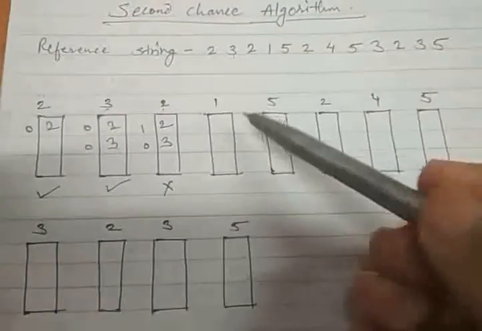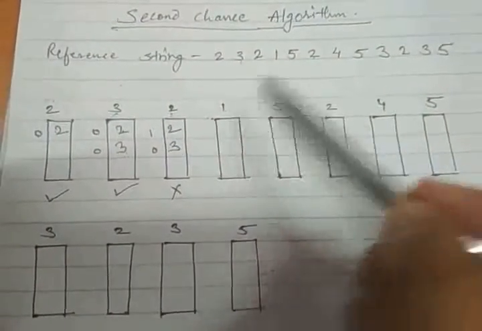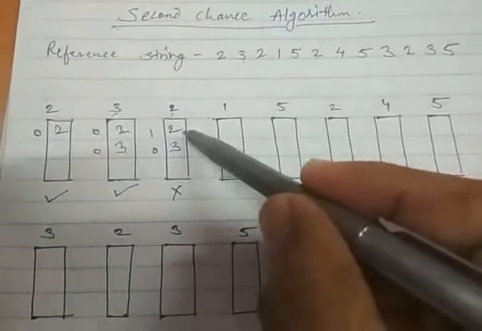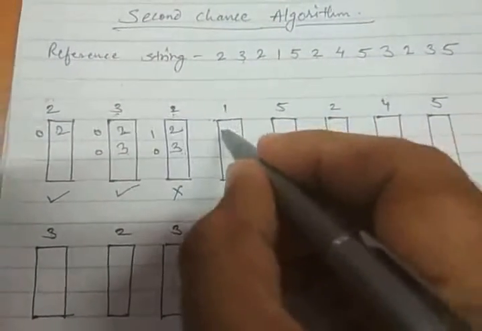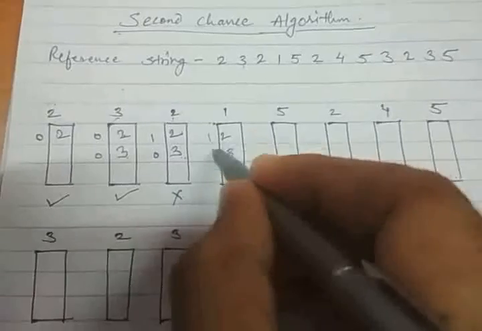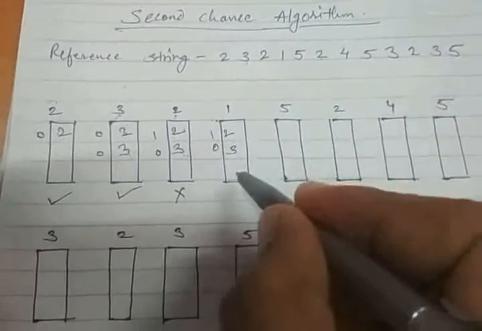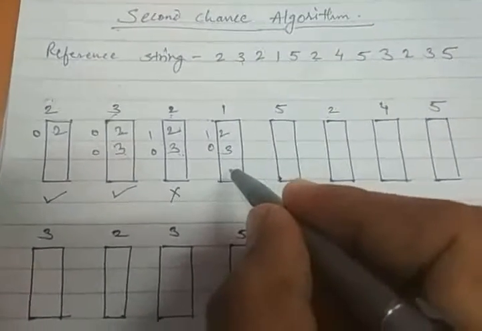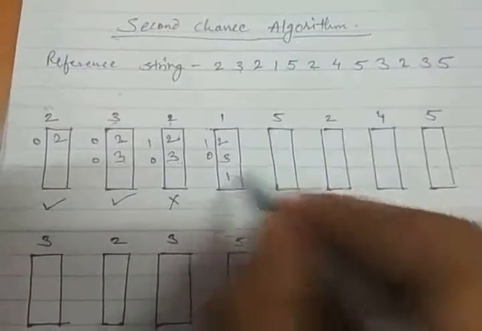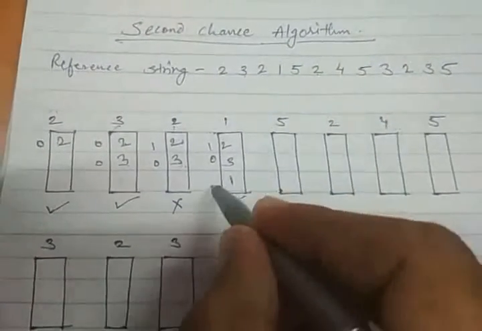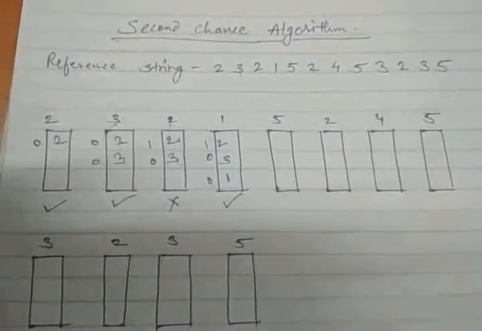Then we go for the next value, which is 1, which is going to be inserted. We have to check whether 1 is in the memory. No. So 2 is as it is, 3 is as it is with the reference bits 1 and 0, and there is a blank free slot where we add 1 over here. This is a page fault and the reference bit is 0.